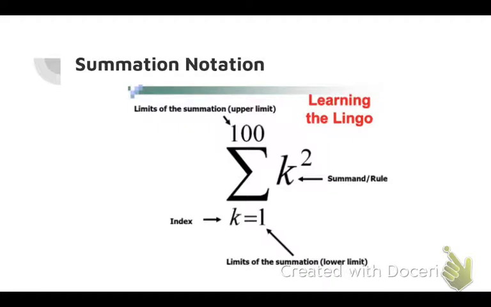The limit, or the lower limit, is the term number that I'm starting at. So this one's telling me that I'm adding together the first term through the 100th term, and I'm generating the numbers in that sequence by using the rule k to the second power.